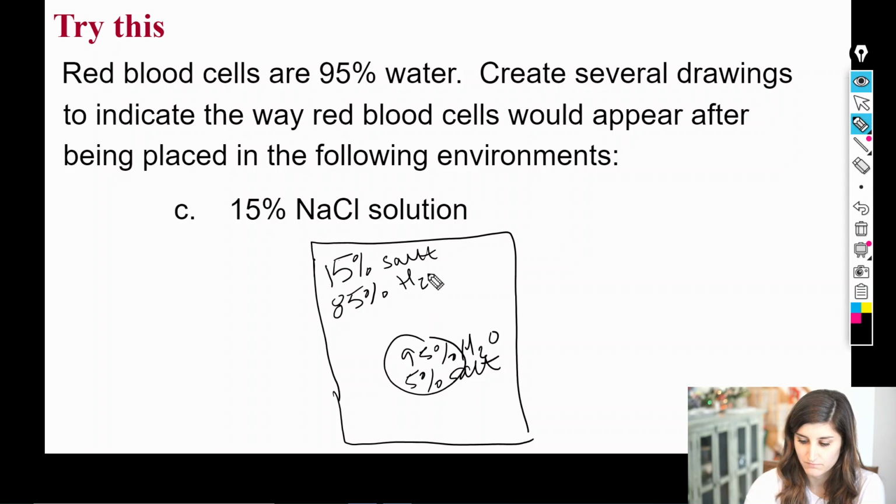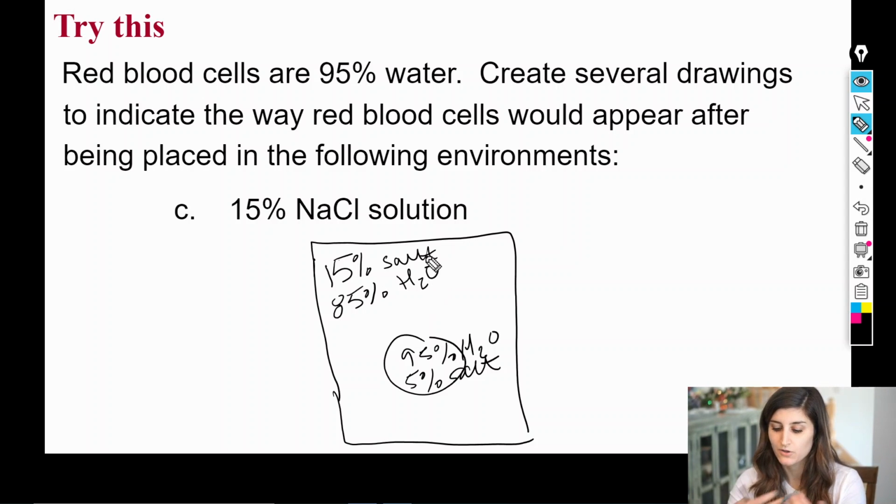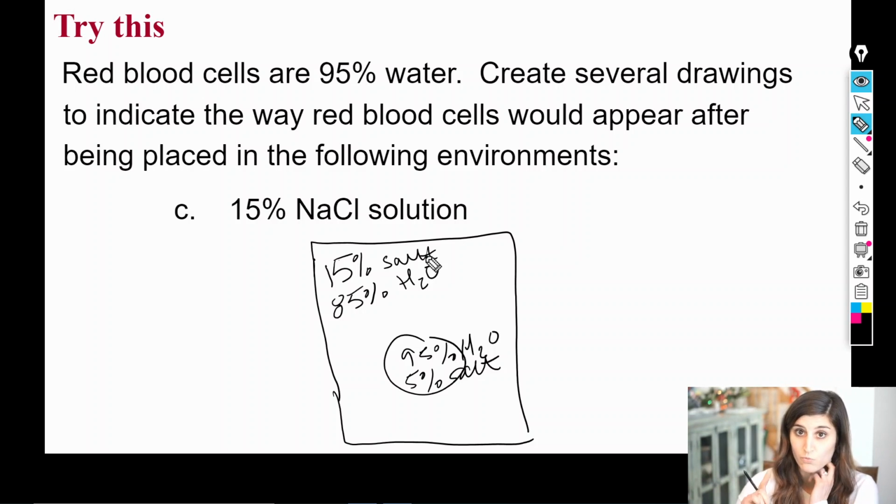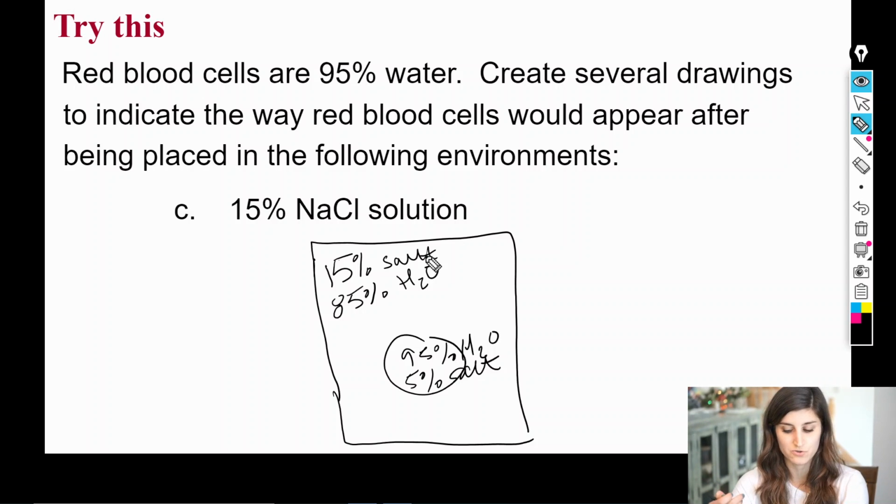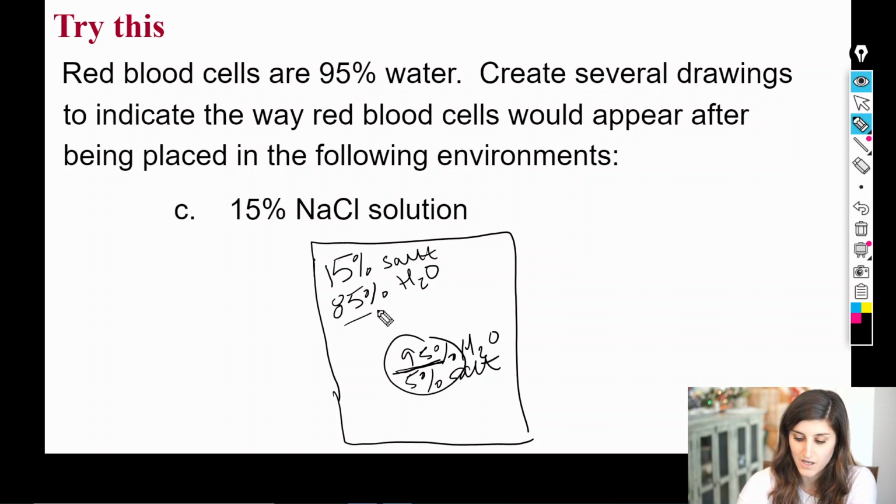85% water. So now we've got to look at our concentrations of water. Where's the water going to go? Remember, water will always move with its concentration gradient. It will move from high to low. Because we have a higher concentration on the inside of the cell, 95% versus 85% on the outside, water will move outside of the cell. So that means this red blood cell is going to shrink, or shrivel up. So it's going to get smaller.